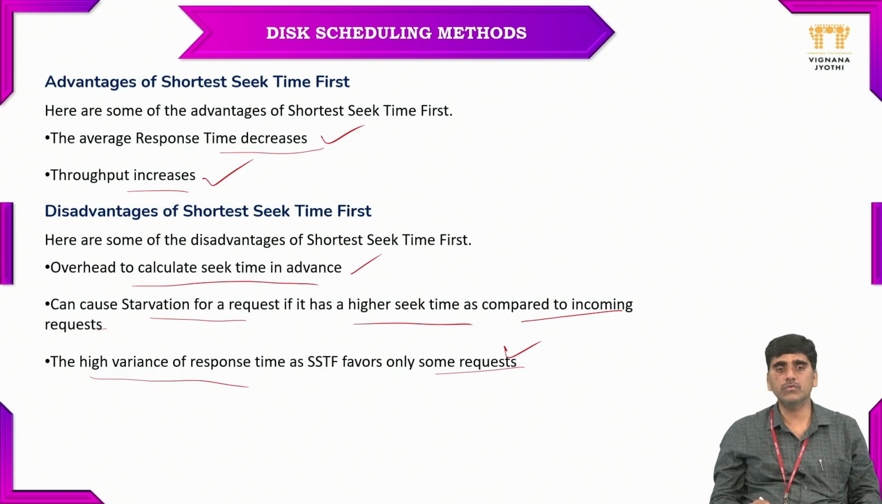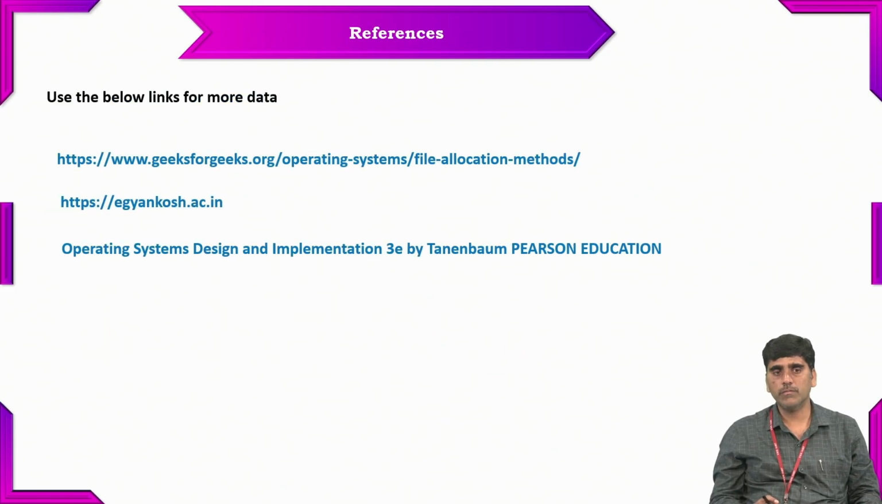So these are the two disk scheduling algorithms, first come first serve and shortest seek time first, which show which algorithm has higher response time and which has lower. I hope all of you understand, and use the below links for more data on disk scheduling algorithms for FCFS as well as SSTF.